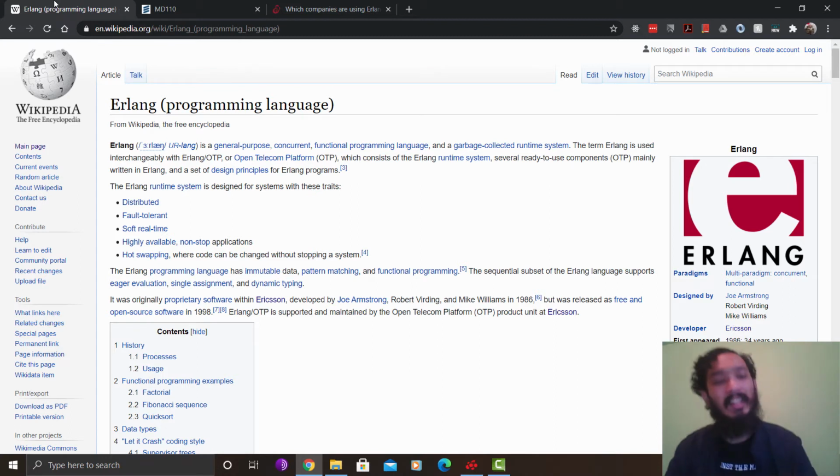maintainable. So this is the Wikipedia page, and it mentions that you can do hot swapping. This is when you have a running system and you don't stop it, but you can go into that running system and change the code, and this is really useful and really important for systems like this.